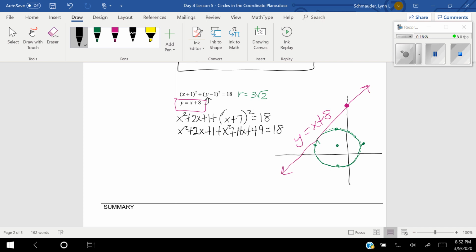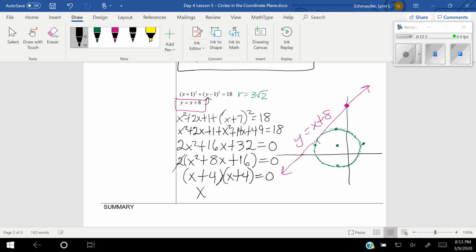Let me start combining some like terms. 2x squared, let's see, 2x plus 14x, that's 16x. 1 plus 49 is 50, and then I'm going to subtract the 18, so that's going to give me plus 32 over here equals 0. All right, now I can factor out the 2: x squared plus 8x plus 16 equals 0. Divide by 2, so the 2 goes away. So let's see, what do I get here? I get x plus 4 times x plus 4 equals 0. So x equals negative 4.